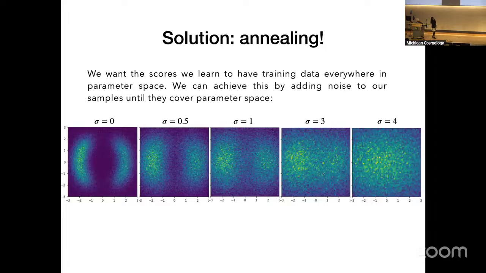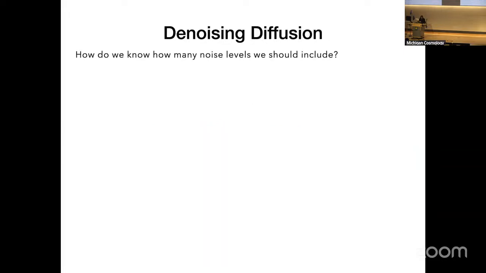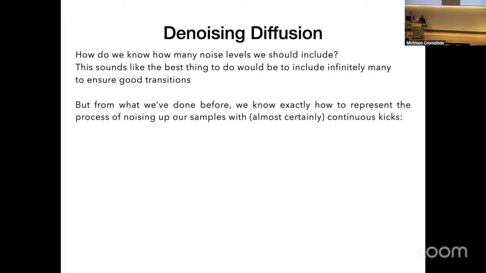So now the question that you might have is, all right, how many different temperatures do I need to do a really good job? And it sounds like I should have infinitely many. So we learn a conditional model, and that's a U-Net that's conditioned on the temperature. OK, perfect. So how many noise levels should I include? It sounds like the best thing to do would be to have infinitely many to ensure very good transitions when I change the noise level.